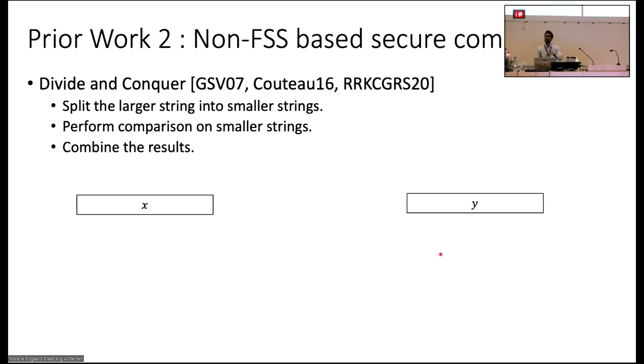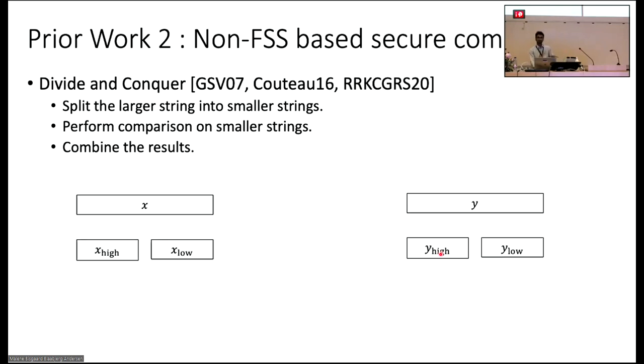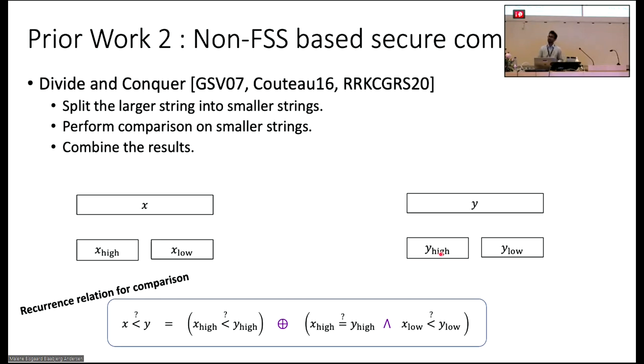For example, let's say we want to compare X and Y. We chop them up into halves, X high, X low, the high order bits and lower order bits, similarly Y high and Y low. And then we have a nice recurrence relation. Here you see that on the left-hand side of this equation, we are comparing X with Y, and this is equivalent to comparing X high with Y high, XORed with X high equals Y high and X low less than Y low.